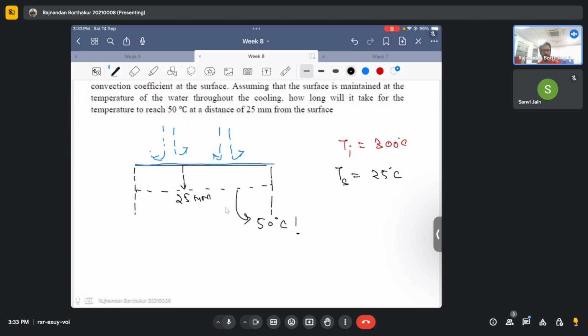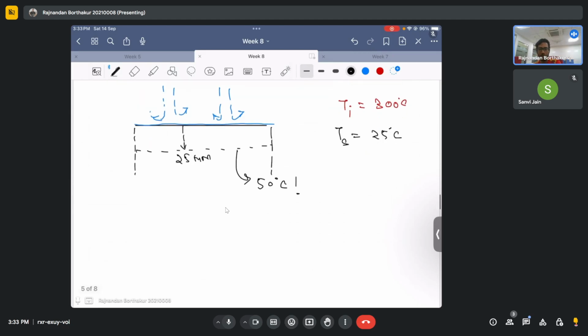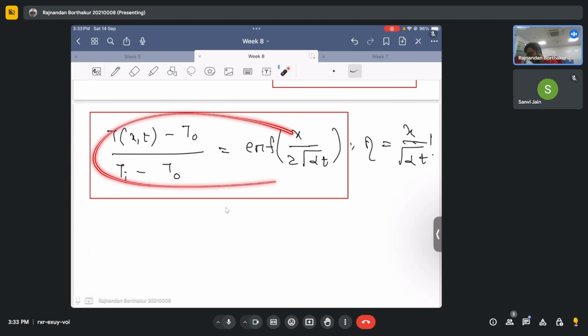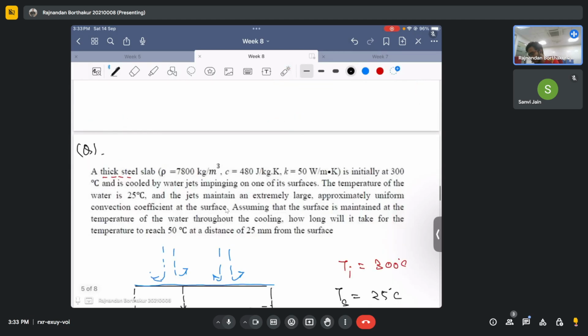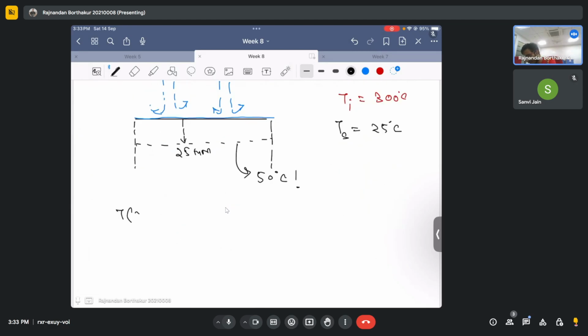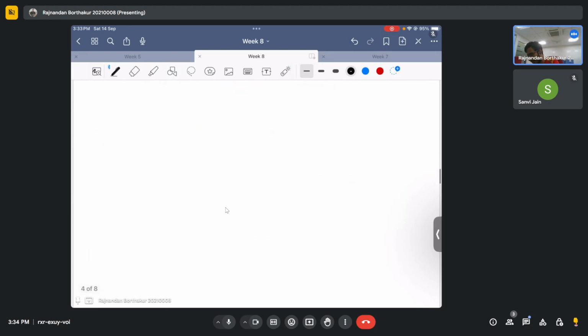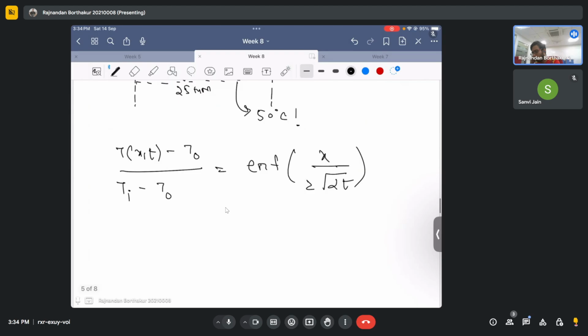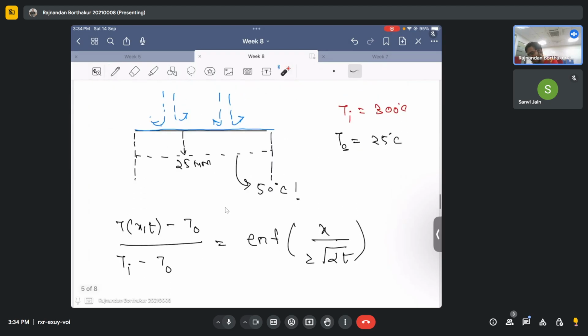All right, so the answer is simple. You just use the temperature profile of the semi-infinite solid that we just saw, which is basically this. So if you write it, it is T as a function of x and t, minus T naught, divided by Ti minus T naught, and it is equal to the error function of x by 2 square root of alpha t. Now you know everything. You just need to figure out this time t.